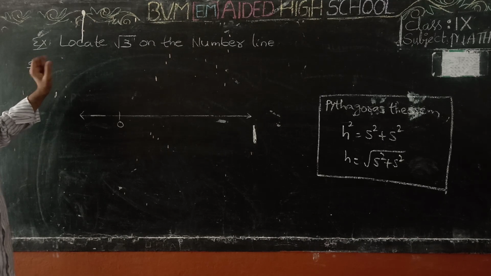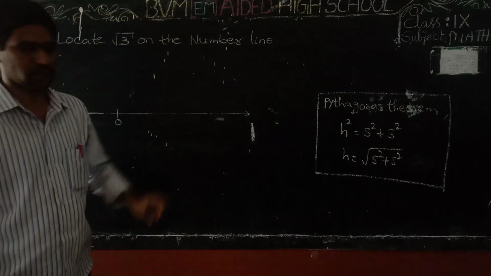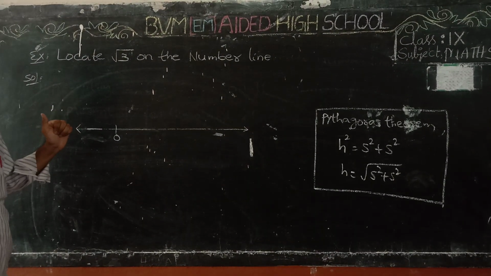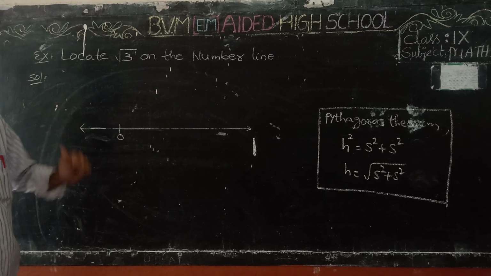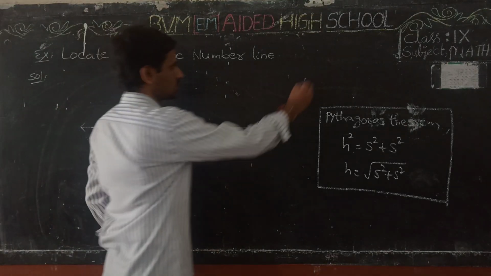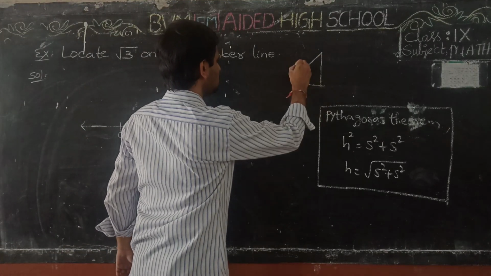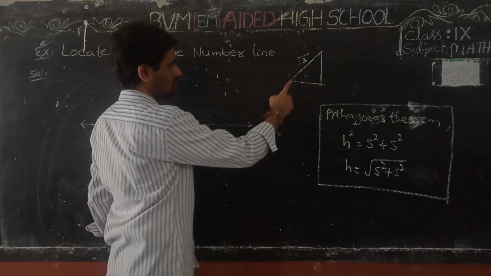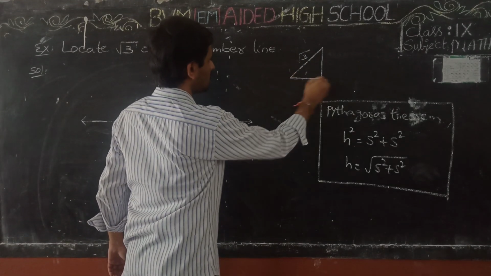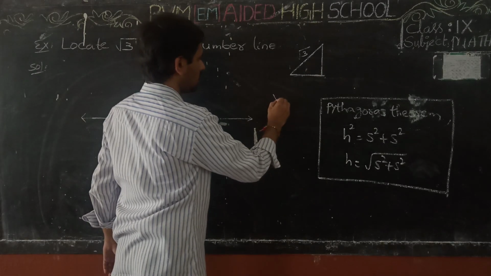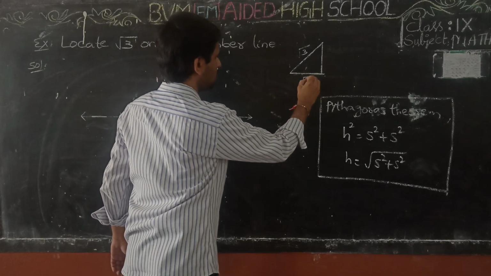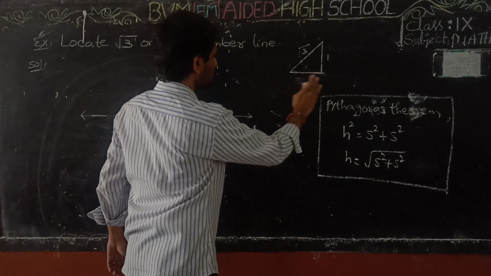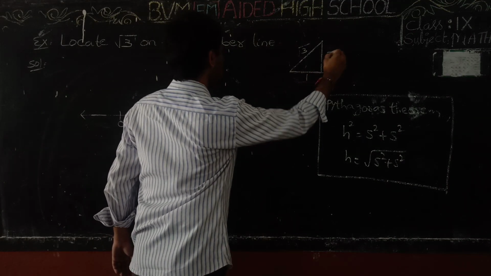So next example, locate root 3 on the number line. Using Pythagoras theorem, if you want to locate root 3 on the number line, what will be the sides? That means hypotenuse is root 3. What will be the base and height? So take this base as root 2 and height as 1. Otherwise base as 1 and height as root 2.